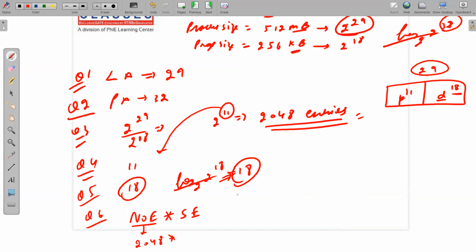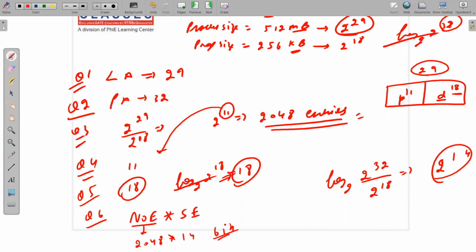Size of each entry will be log base 2 of main memory size divided by page size. So what will it be? 2 power 14. So finally we will get 14 as the answer. So 2048 into 14 bits. This is my answer. I hope you have got how we have calculated it.